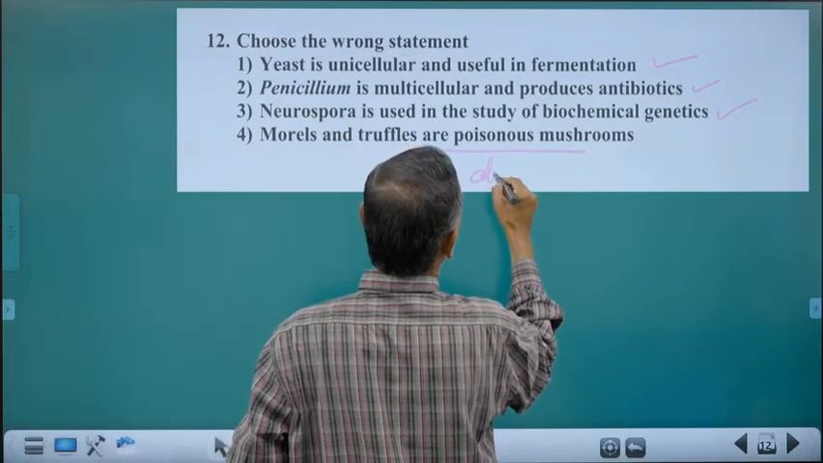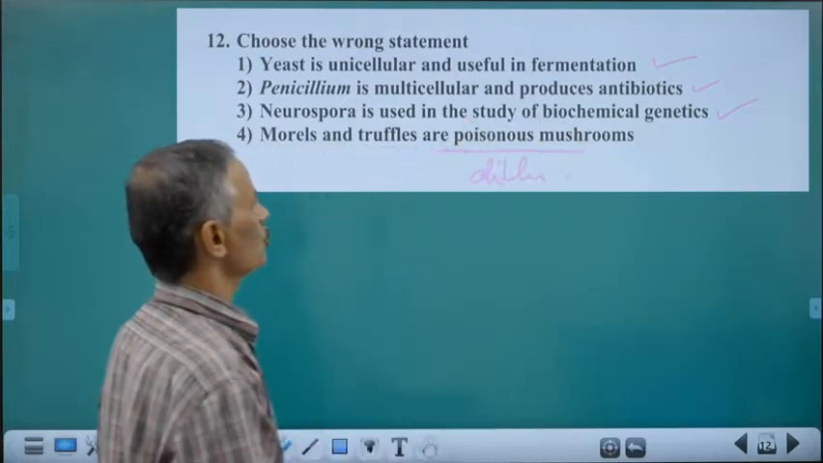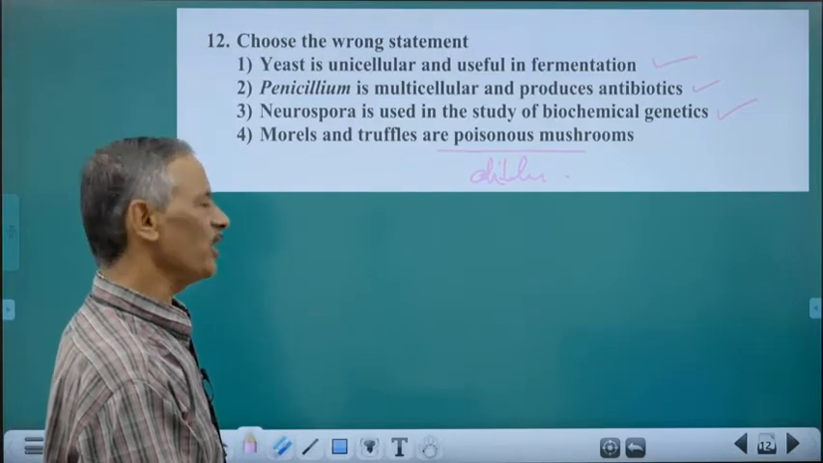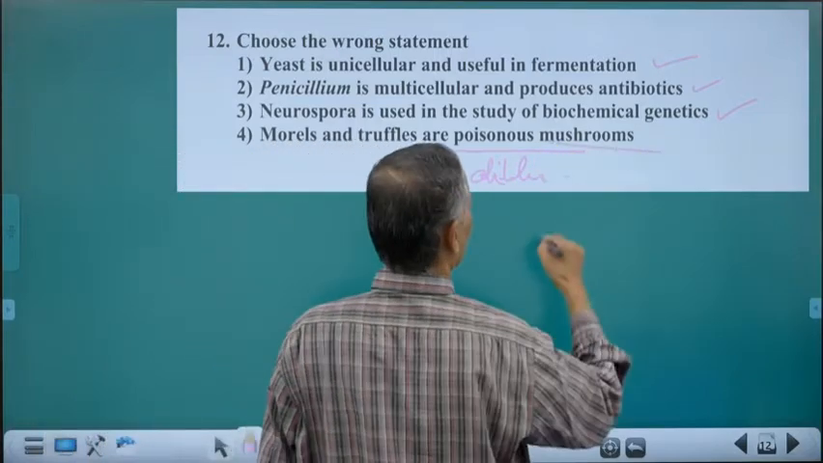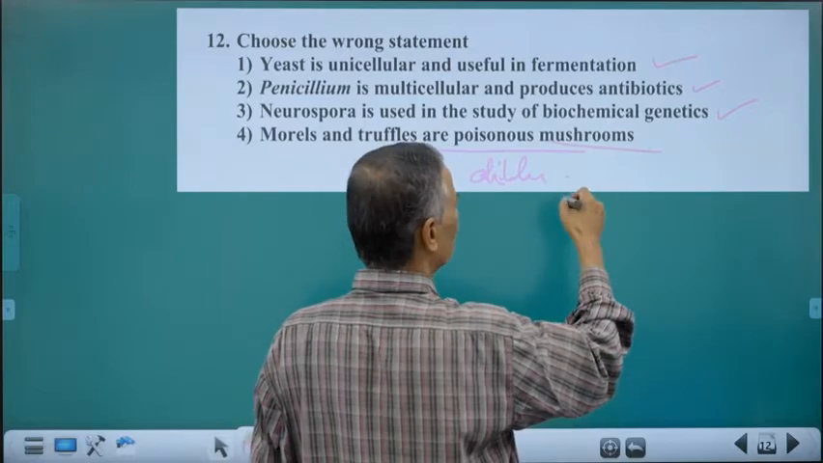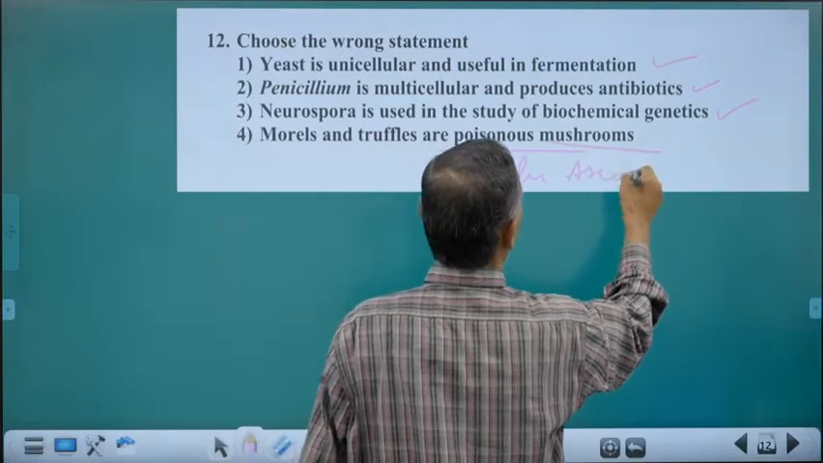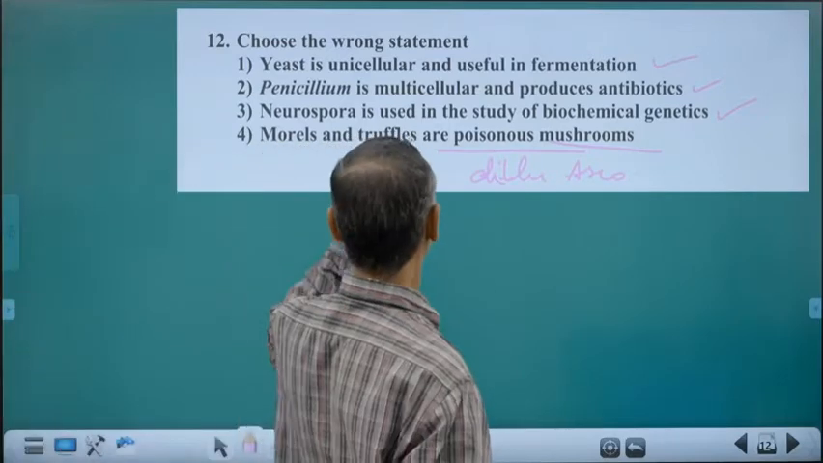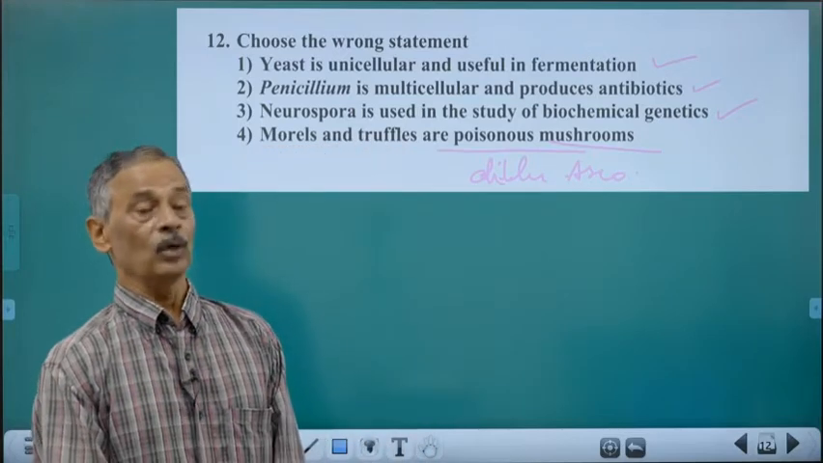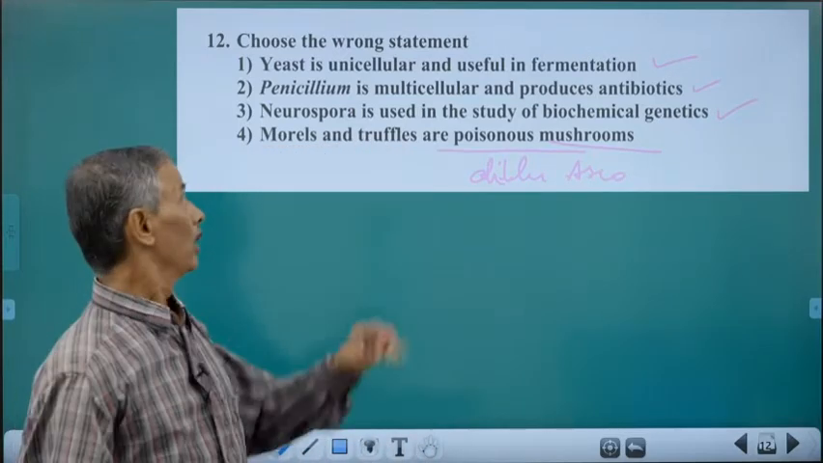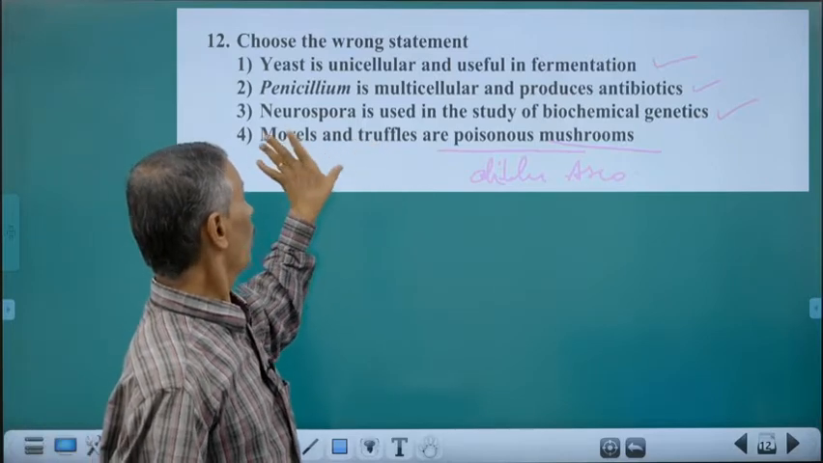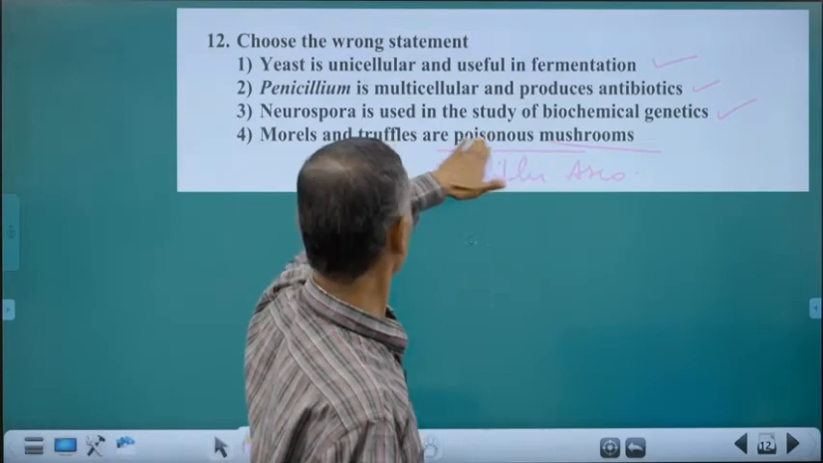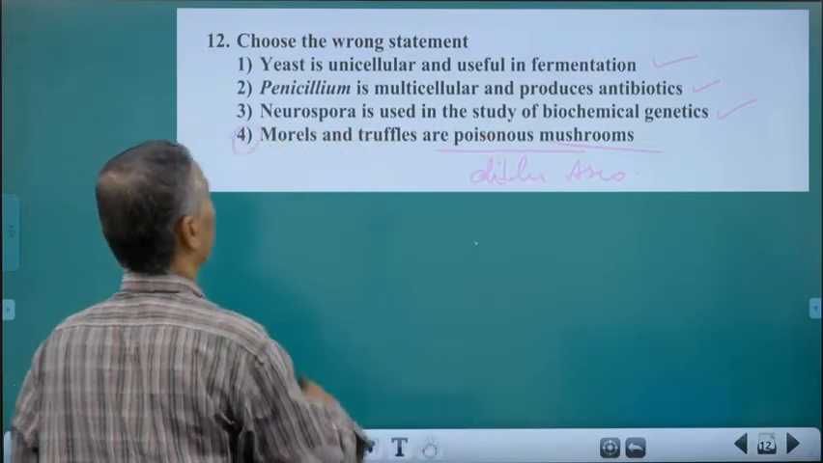Edible mushrooms? Actually, they are not mushrooms. They are all edible fungi. Mushrooms are basidiomycetes; these are ascomycetes. Morchella esculenta, and truffles, Tuber, so they are all edible. Morels and truffles are edible ascomycetes, not poisonous mushrooms. Okay, so this is the wrong statement.